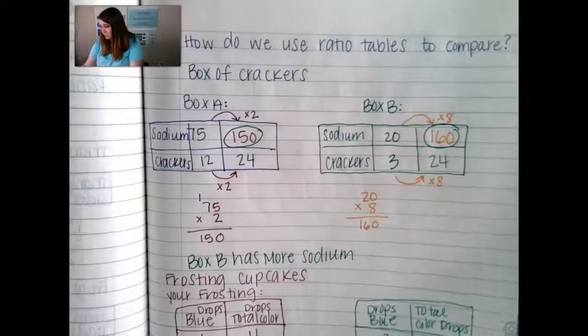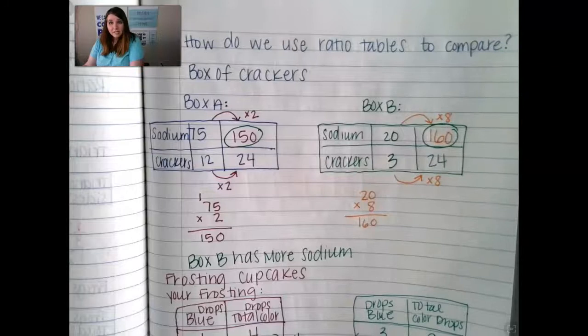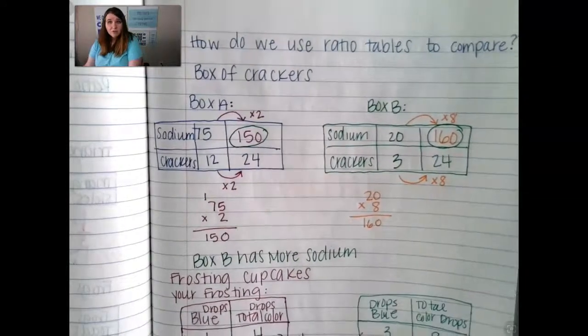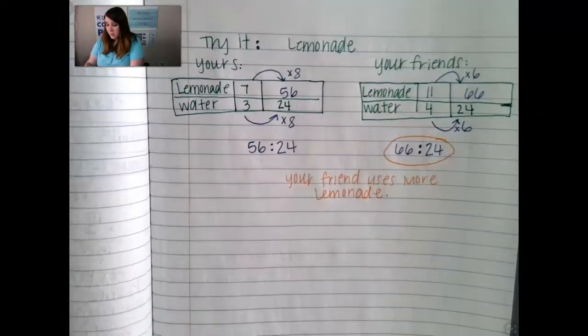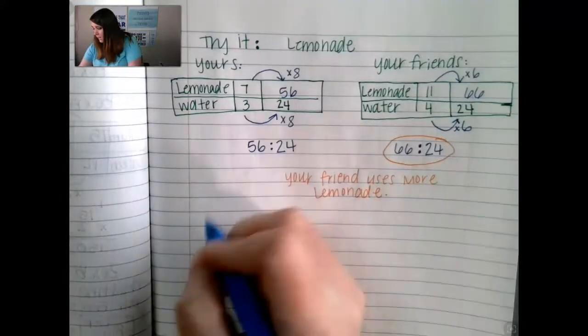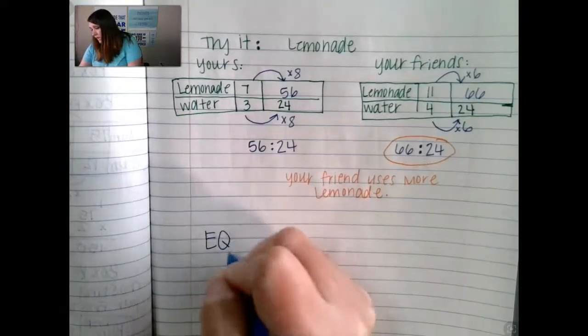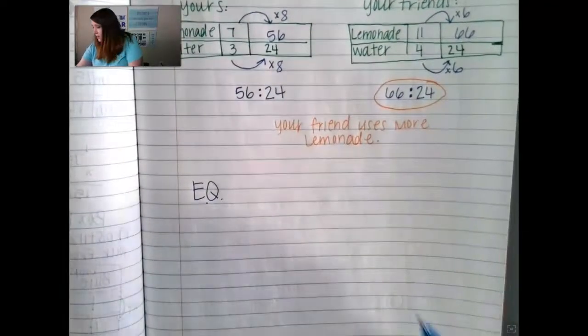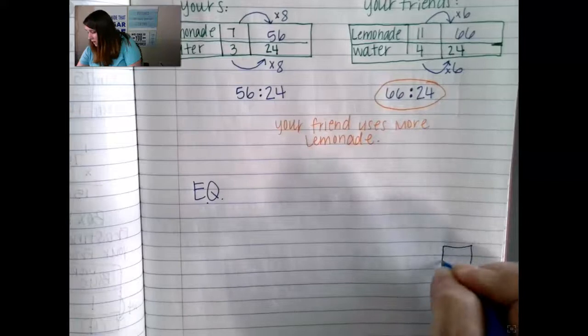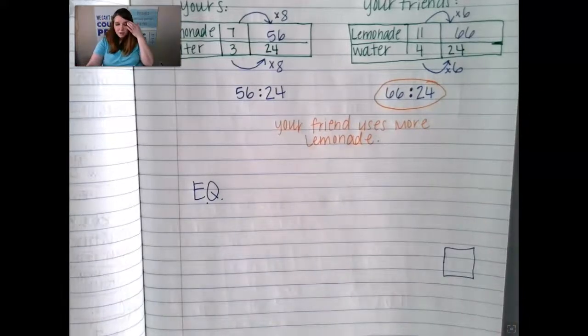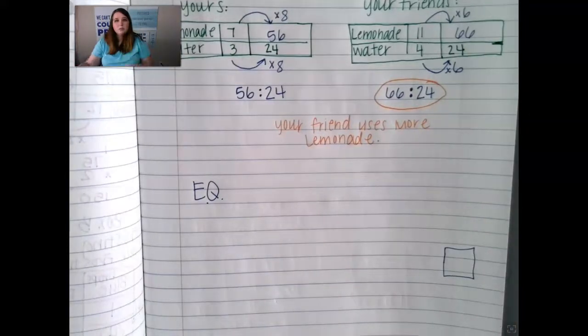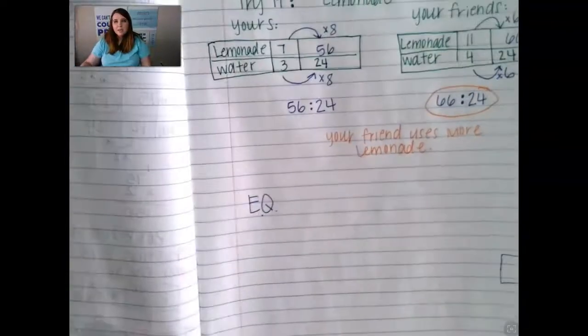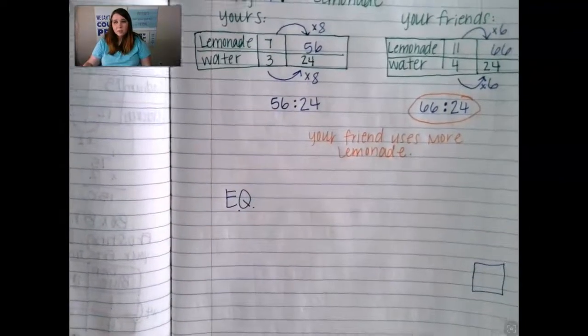Okay, so answer your essential question. How do you use ratio tables to compare? So down at the bottom, go ahead and answer your essential question. How do we use ratio tables to compare? And rate yourself out to the side. How are you feeling about using ratio tables, going from one spot to the other and doing some comparison work?